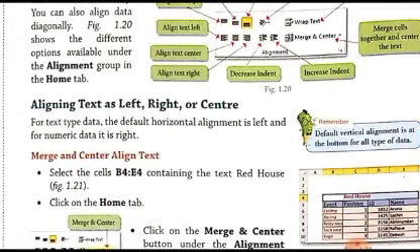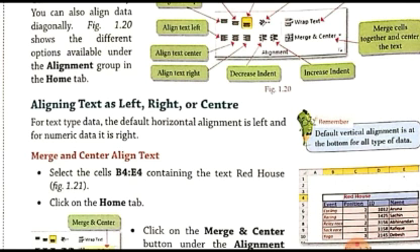Let us see. For text type data, the default horizontal alignment is towards the left, and for numerical data it is the right. Default means that if we don't apply any specific formatting, then this will be the alignment taken by the text. If it is numeric, it will be towards the right. If it is text type data, it will be towards the left.